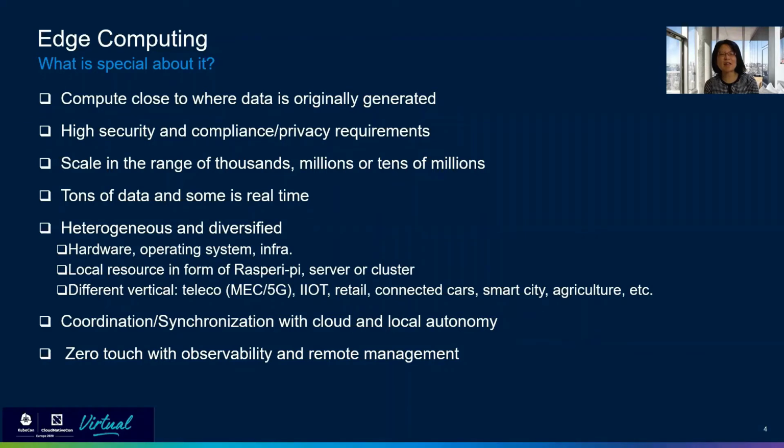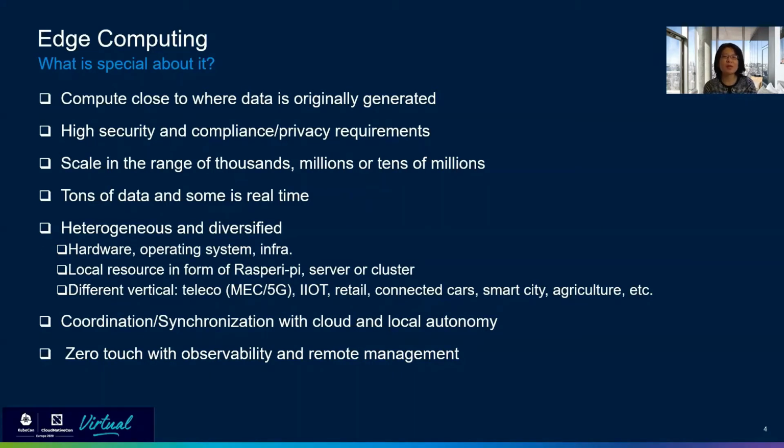So what is edge computing? What's special about it? Edge computing means compute close to where data is originally generated. It has high security requirements. Data locality and compliance need to be maintained. The scale of edge devices can be in the range of thousands, millions, or tens of millions. There are tons of data, and some of it is real-time.